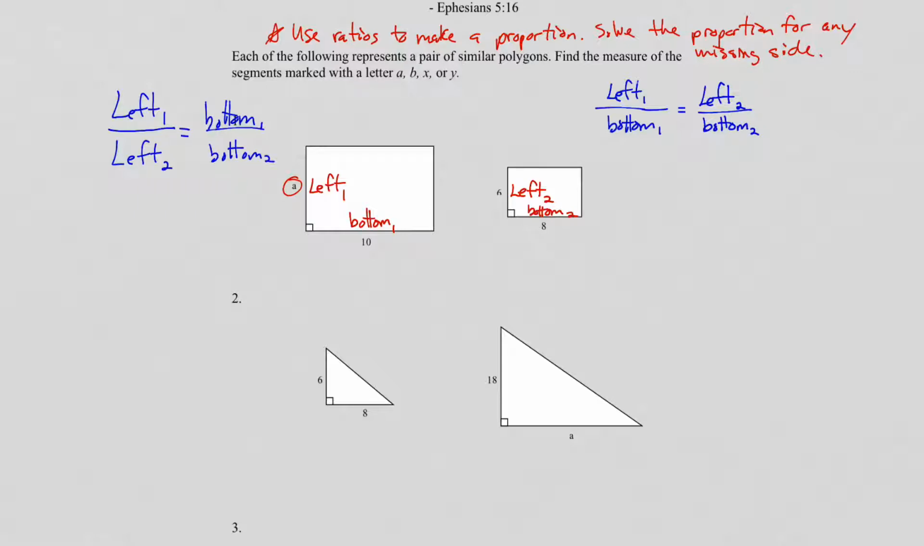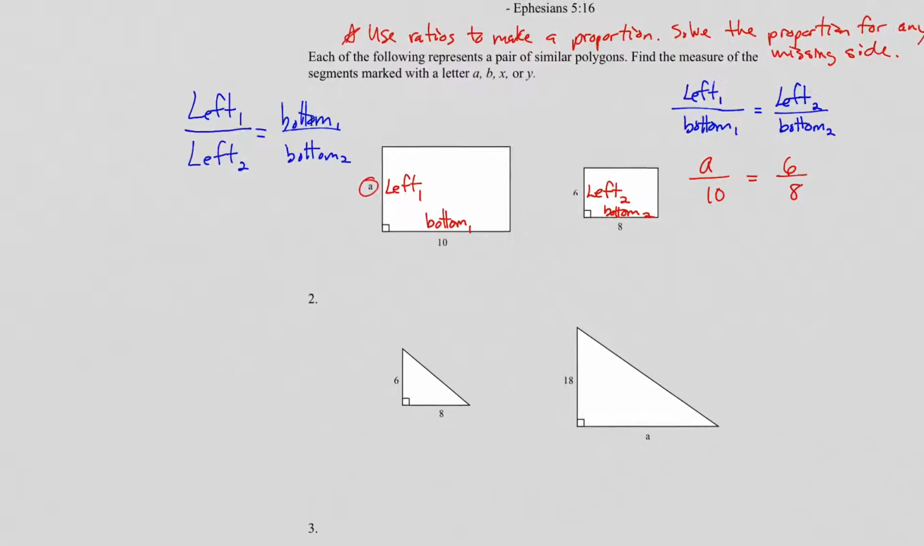So what does this look like for us? So let's start with the first one. The one we did was left, so that's A. That looks like a 9. A over 10. That's the left over the bottom. Left over the bottom. A over 10, 6 over 8. Okay? 8 over 10, sorry, 6 over 8. That's one proportion I can solve.